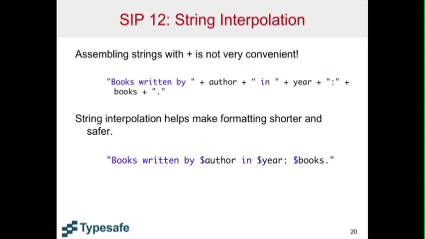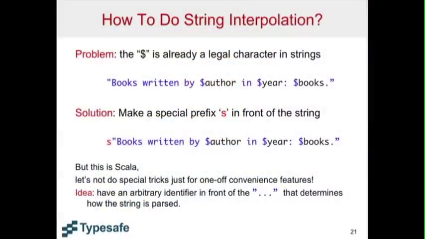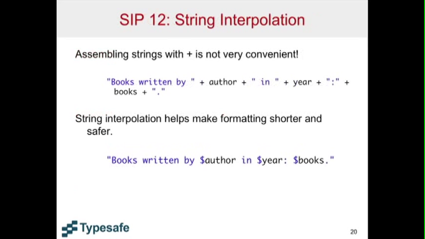With string interpolation, it would be much shorter, of course, and what's more, you would see your string. So books written by dollar author and dollar year colon books would be much simpler to parse visually than the thing with lots of pluses. Minor convenience, but still. Okay, so there's a problem with that, and that's that we can't do that because the dollar character is, of course, already a legal character in Scala strings and Java strings. So we can't just interpret that like here to say that should be interpolation.